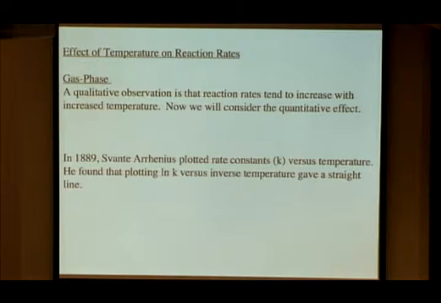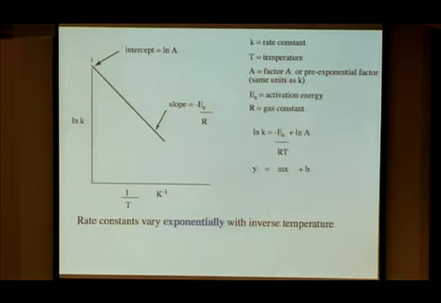So in 1889, Arrhenius plotted rate constants versus temperature. And he found that if he plotted the natural log of those rate constants versus inverse temperature, then he would get a straight line. So let's look at the plot that he had.